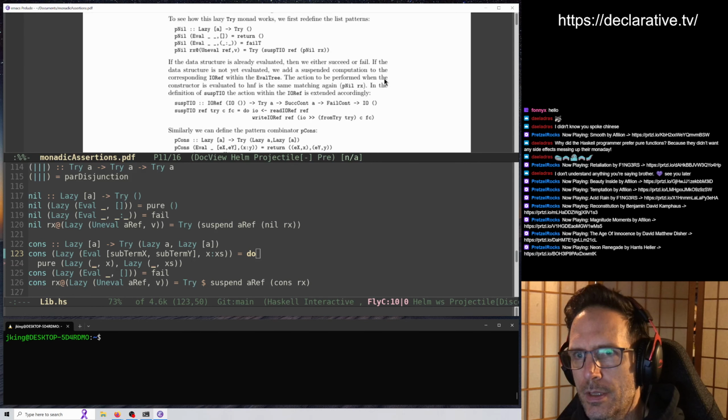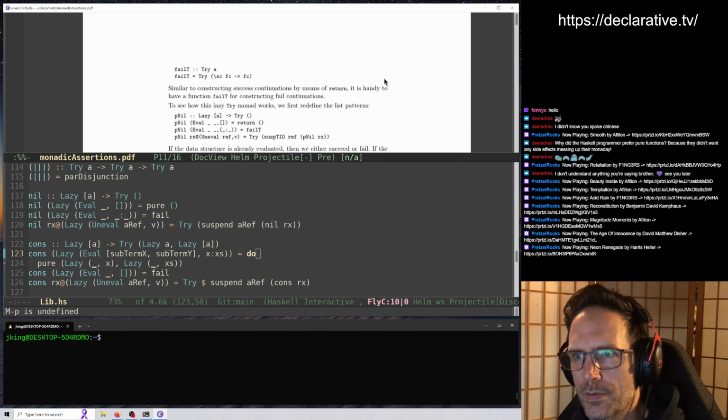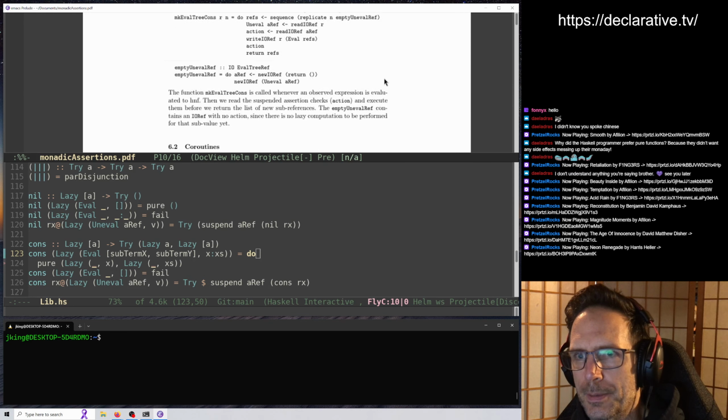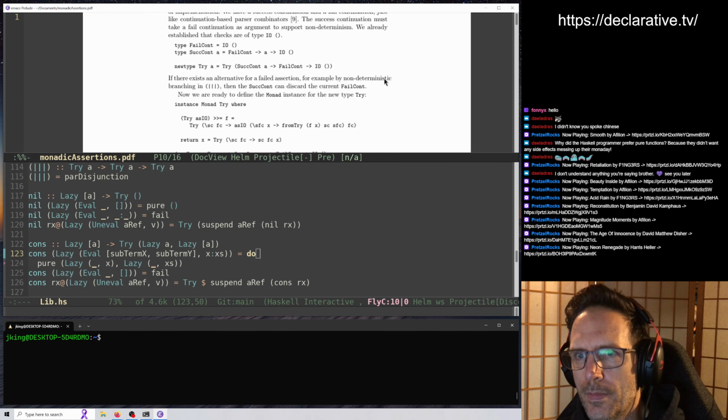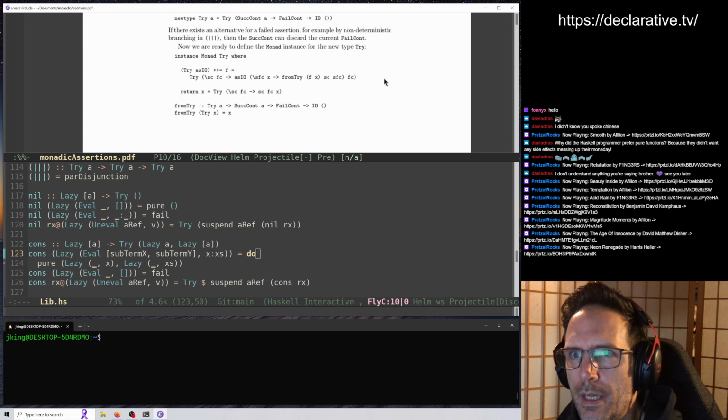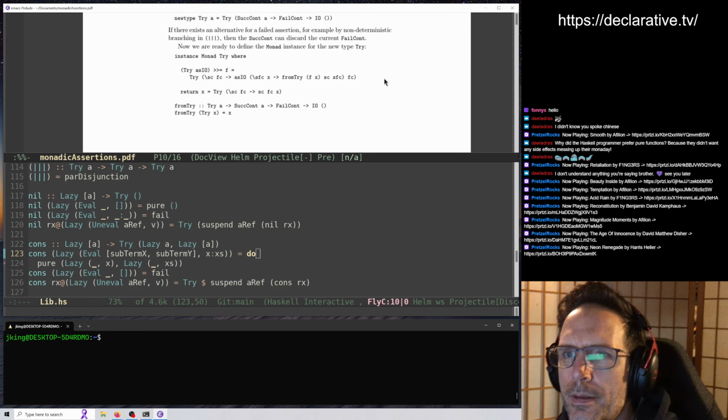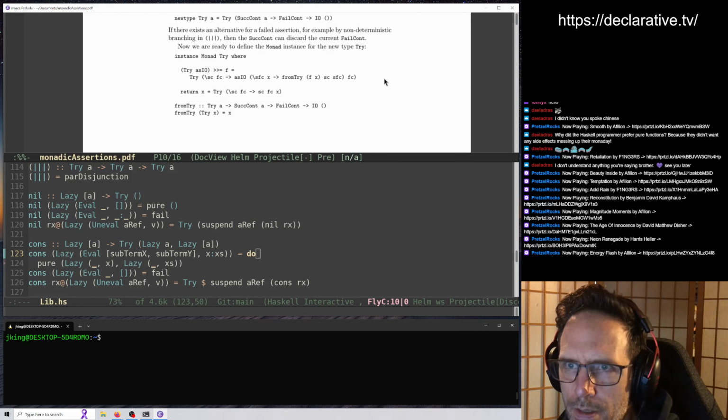Their interesting implementation of the monad instance here. Okay, so if there exists an alternative for a failed assertion, for example, by non-deterministic branching in our parallel OR, then the success continuation can discard the current fail continuation. Now we're ready to define the monad instance for the new type try.